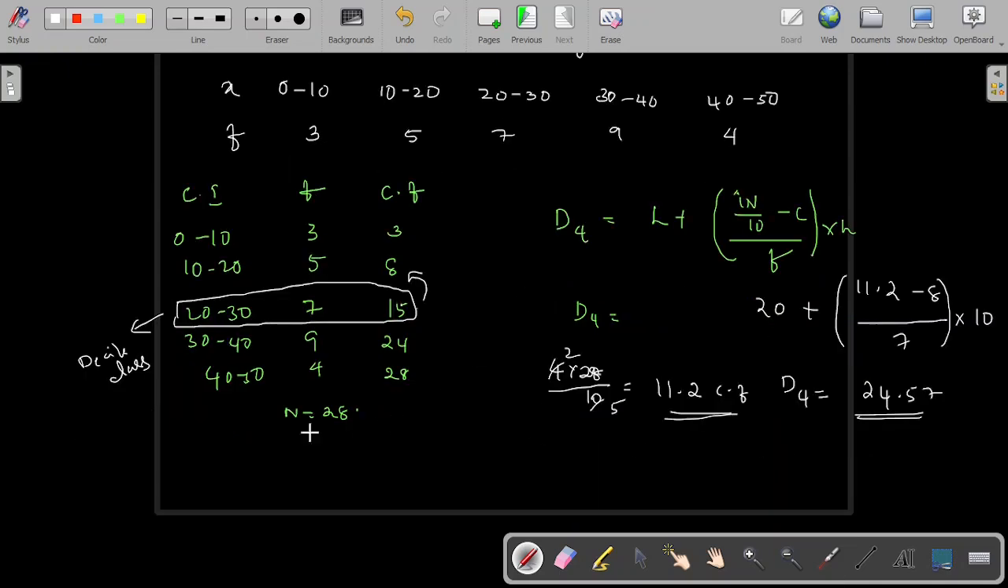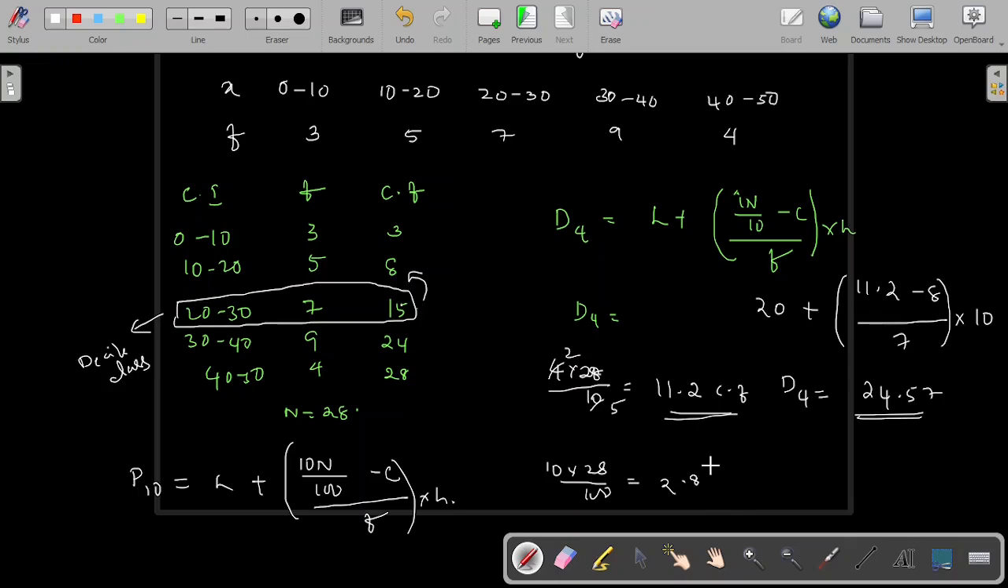Then similarly we need to find P10, which is equal to L plus (10n by 100 minus C) divided by f into h. We need the 10th percentile class. So 10 into 28 by 100 gives you 2.8. The value corresponding to the cumulative frequency 2.8 comes within this. Therefore, this is the percentile class.